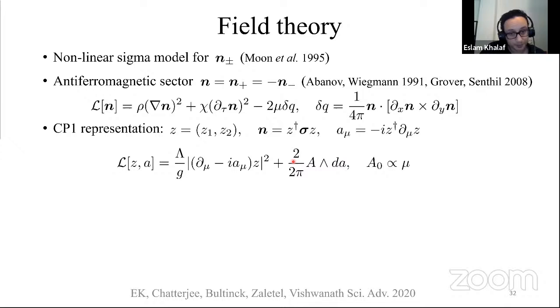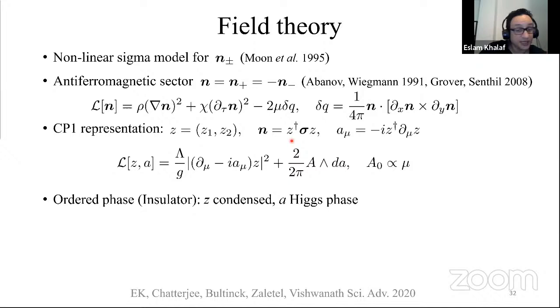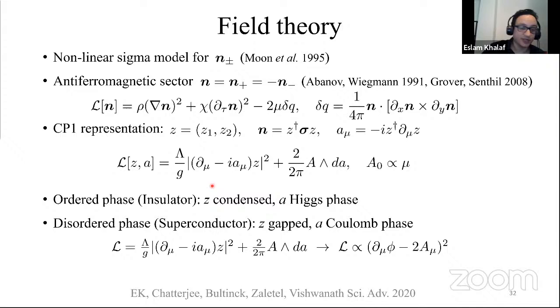Now, this is a theory of bosons, so we can look for its ordered or disordered phases. So the ordered phase would simply be a phase where z is condensed and A is Higgsed. So this would be an insulator. And the disordered phase would be a phase where z is gapped and A is in the Coulomb phase. And in this case, we can integrate out z and get to a dual theory of a complex boson coupled to the background field with charge 2. So that's precisely a theory for a superconductor. So this tells us that actually this is a theory that captures both the insulator and the superconductor.